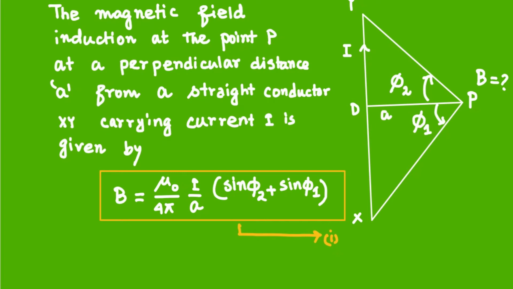Now at the point P we have to find the magnetic field induction, and the expression of magnetic field induction acts according to equation 1. And at P, magnetic field induction B acts inwards.